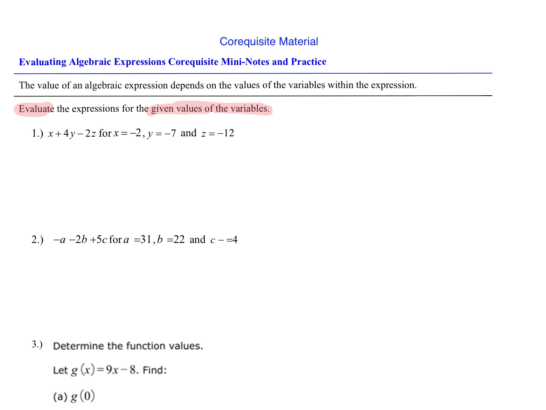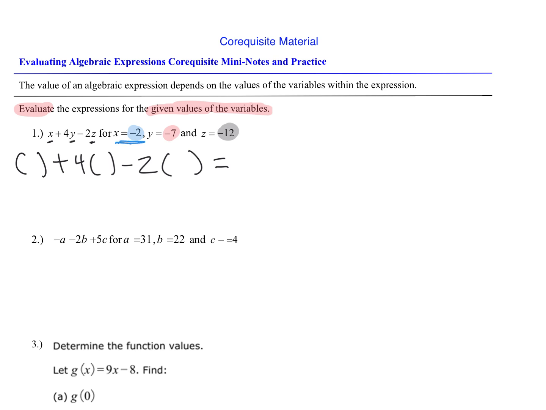So for x plus 4y minus 2z, where x is equal to negative 2, y is equal to negative 7, and z is equal to negative 12, I'll just be plugging those values into their respective variables here. All right, and I'm going to use parentheses when I do this to show you. So I have x plus 4 times y minus 2 times z, but I'm writing it with parentheses because I'm about to plug things in.